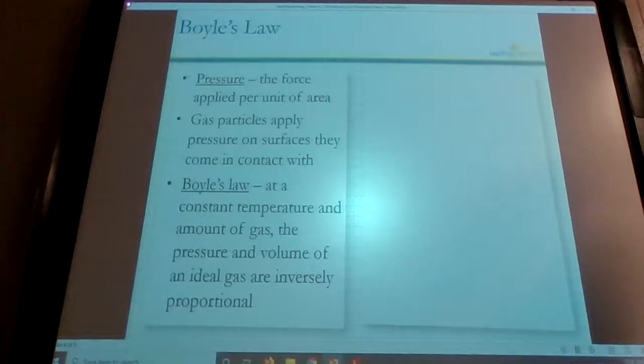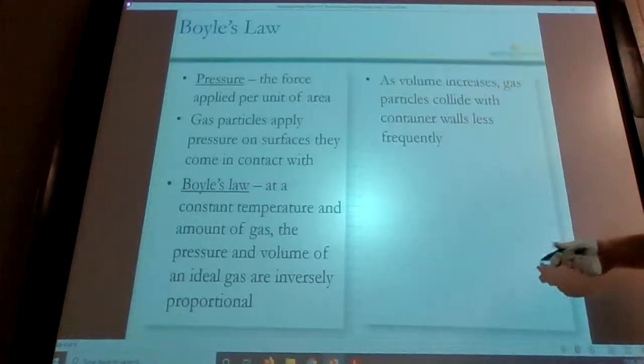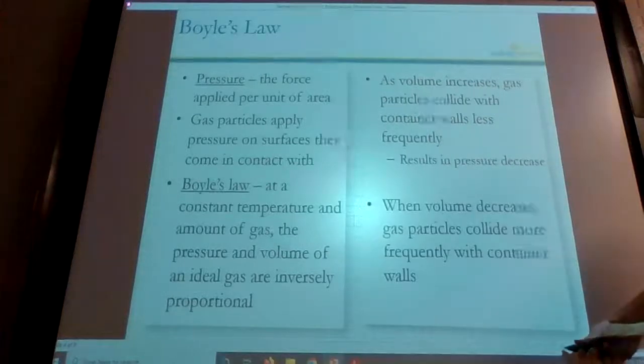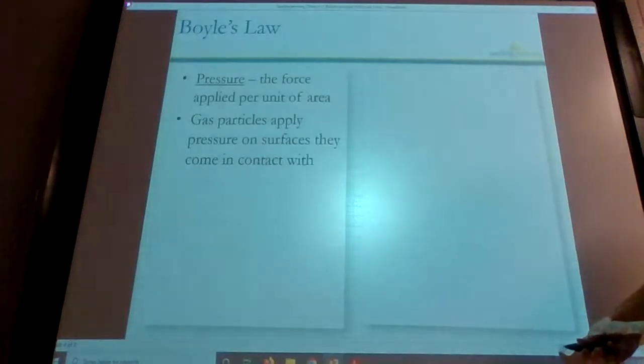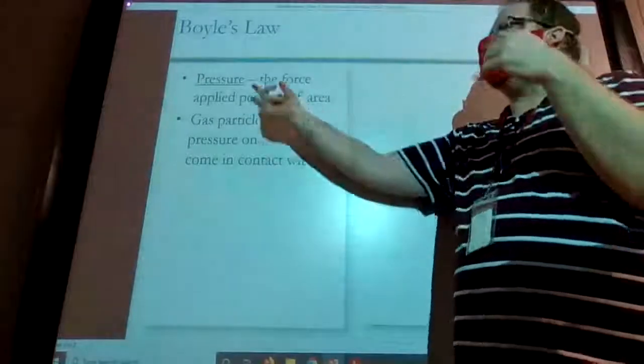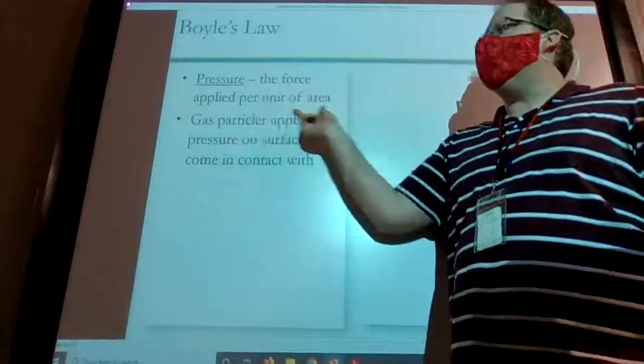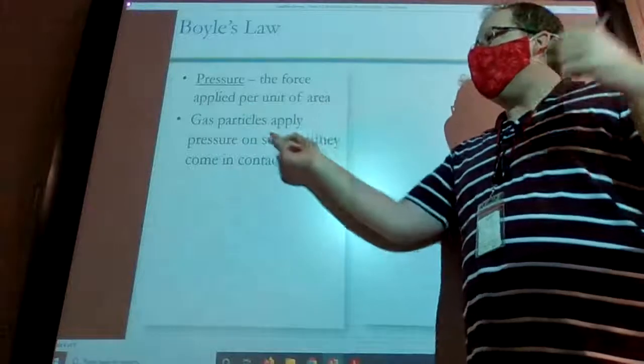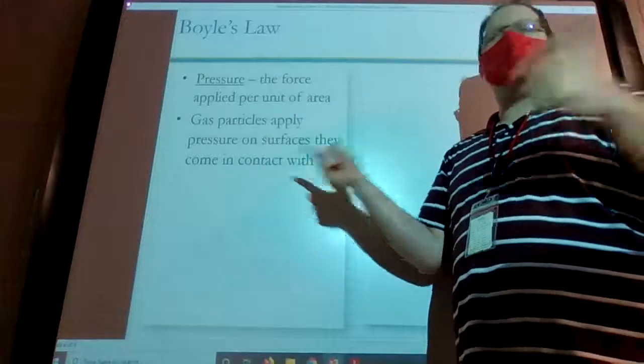We're pretty comfortable with volume. We're going to talk about pressure for just a second. I thought they were going to start with pressure. Know that pressure is how much something is being squeezed. Pressure is the force applied per unit of area. Gas particles apply pressure on surfaces they come into contact with.